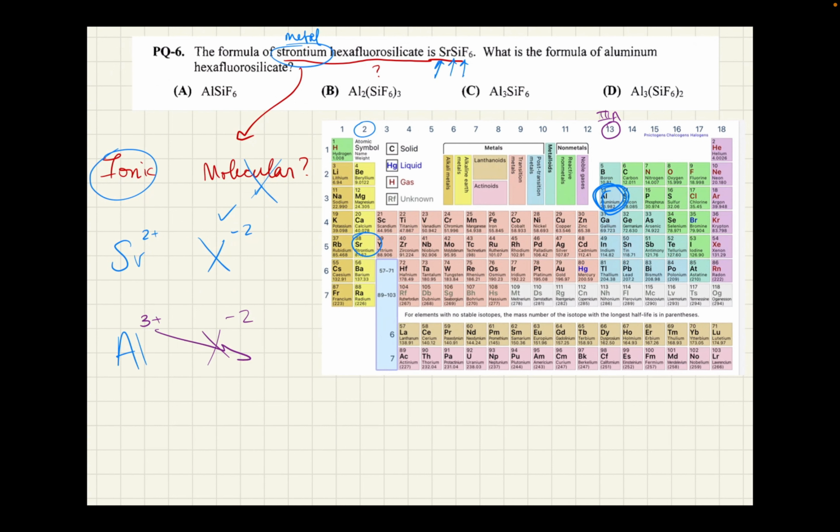Well, here's an old trick. You kind of cross their charges. So we have 2 aluminums, and that's from that 2 right here. And we would have 3, and I'll write out the real thing, hexafluorosilicates. And that is why the correct answer is B.